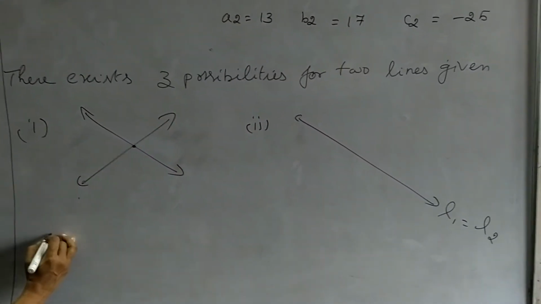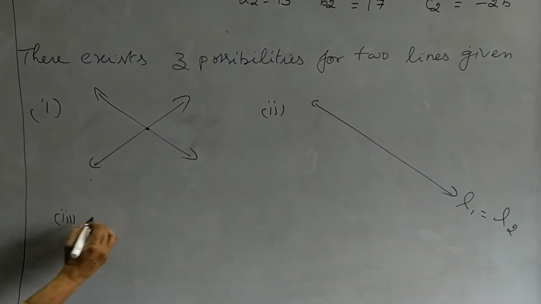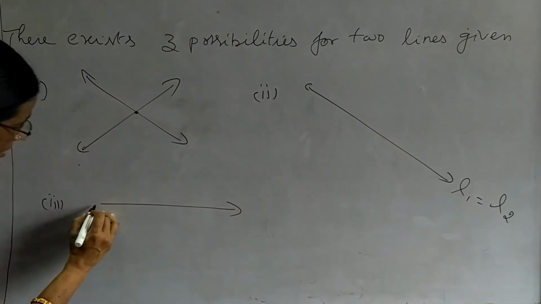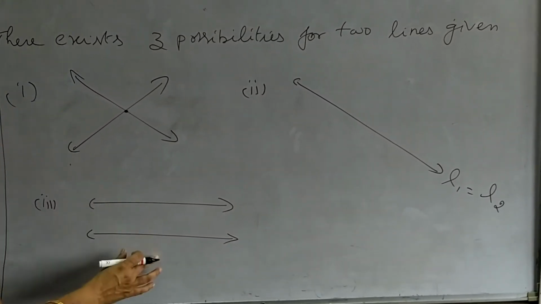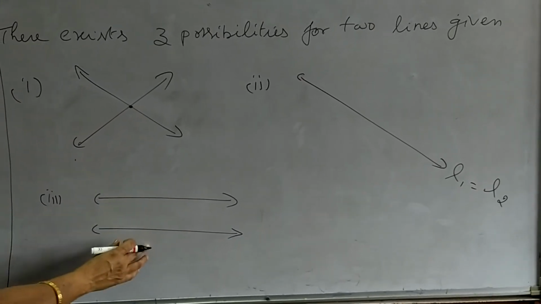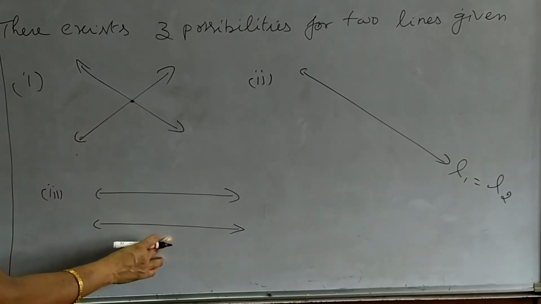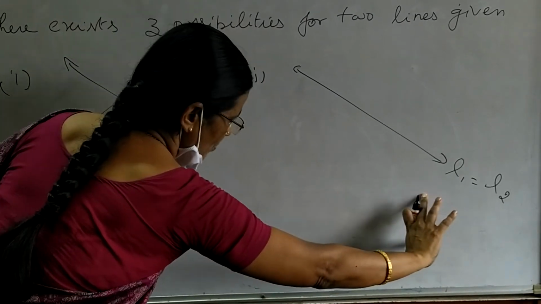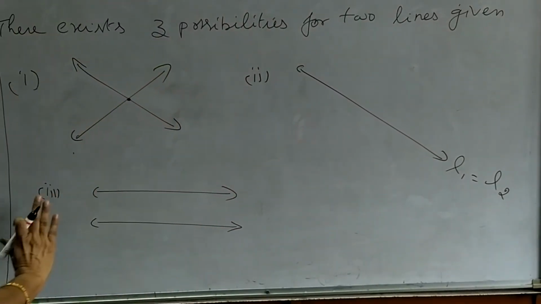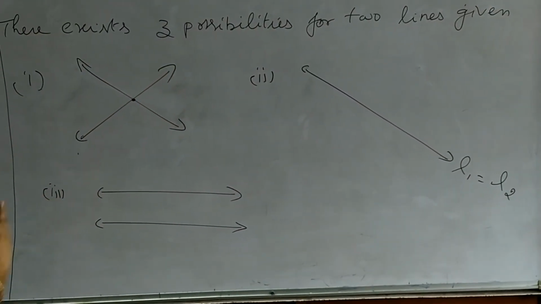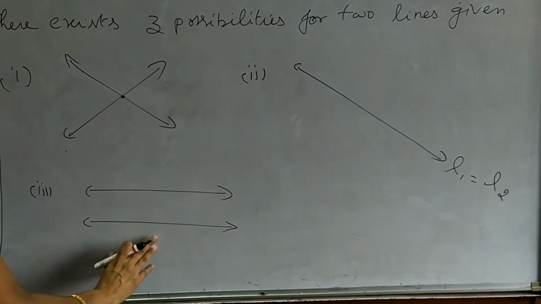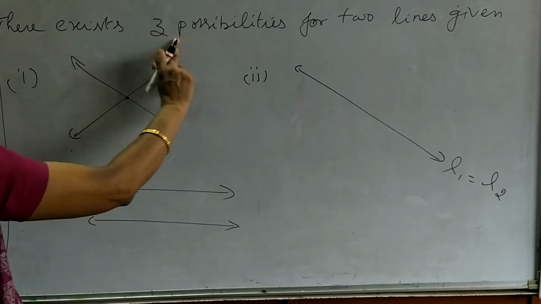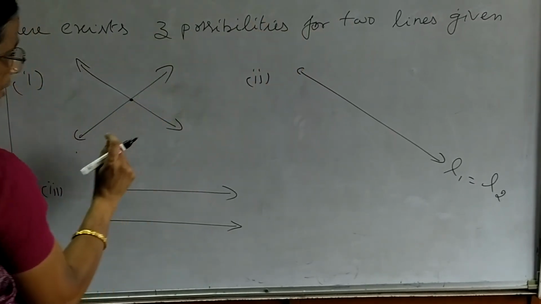And the third case, the lines do not intersect. What do you mean by the lines do not intersect? They are parallel lines. What are parallel lines? Lines which do not intersect, however far they are produced, either on this side or this side, extended to any length, we don't find they intersect. So here the intersection is a null set. So there exist 3 possibilities for 2 lines given.